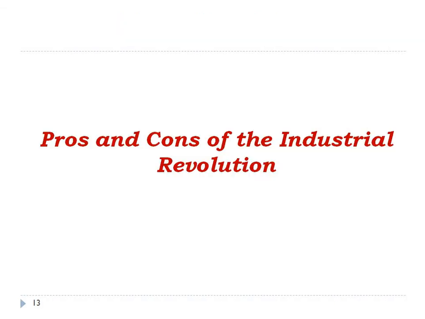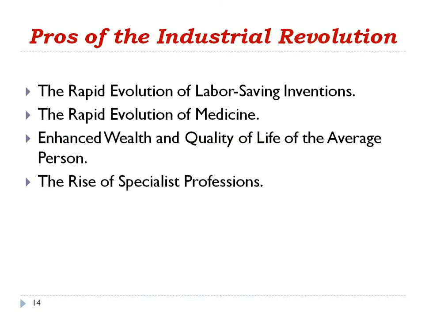Now let us see the pros and cons of industrial revolution. First let us see the pros. Because of this industrial revolution, rapid evolution of labor-saving inventions came in. Otherwise, much work was done by men and animals. This tendency changed. The rapid evolution of medicine was something very important.